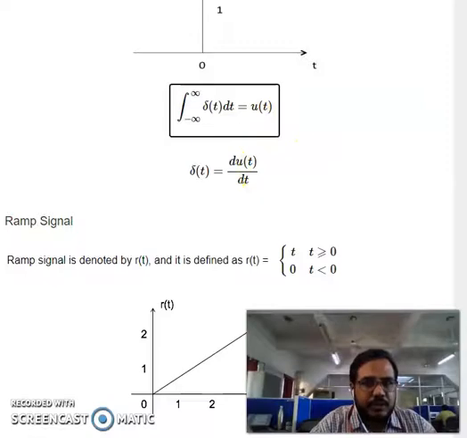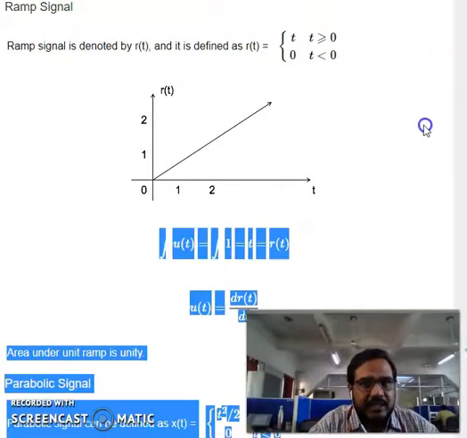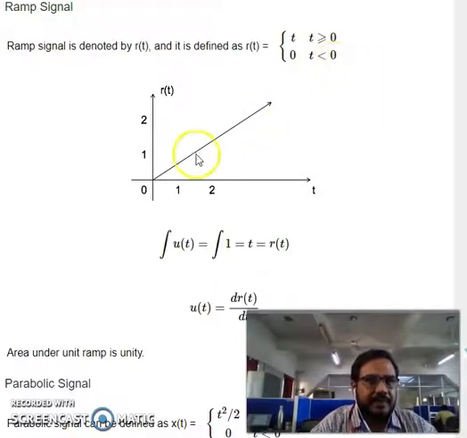Now coming to the ramp signal. Ramp signal is denoted by r of t, and it is defined by r of t is equal to t for t greater than or equal to 0 and r of t equal to 0 when t less than 0. Okay, now if you see, when t greater than or equal to 0 it is t. So it is a line inclined 45 degrees with the t axis. So it is something like y equal to x in mathematics.